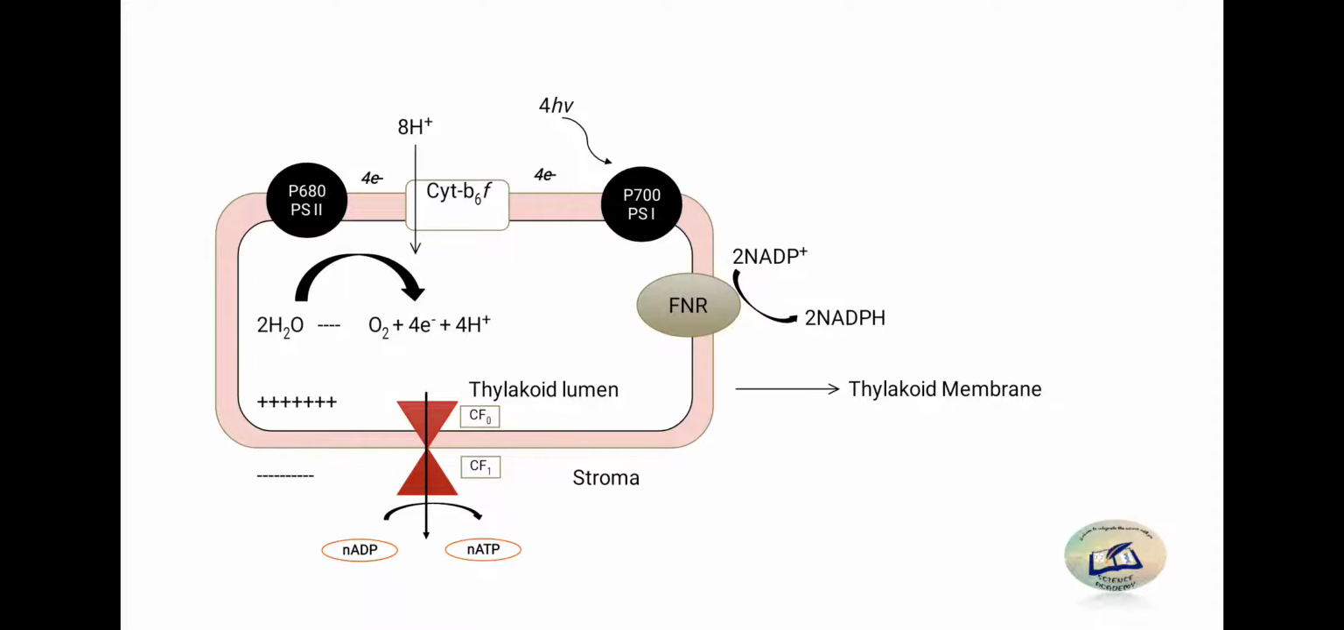Now what happens in this cytochrome B6F complex? The electrons are transported through this chain and they release energy while passing through this cytochrome B6F complex. I have told you this earlier. And at that particular time only, the cytochrome accepts a pair of protons from the stroma.